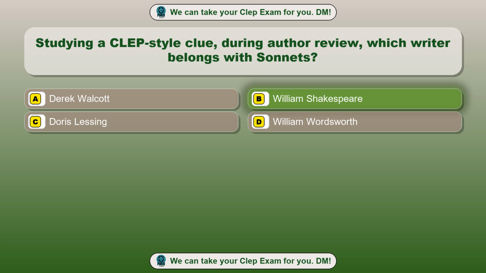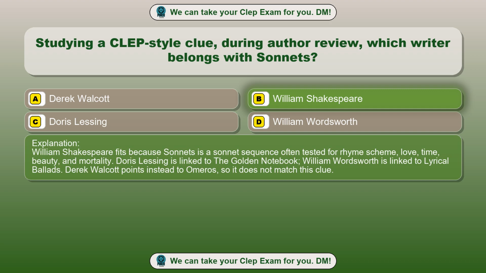William Shakespeare. William Shakespeare fits because Sonnets is a sonnet sequence often tested for rhyme scheme, love, time, beauty, and mortality. Doris Lessing is linked to The Golden Notebook, William Wordsworth is linked to Lyrical Ballads. Derek Walcott points instead to Omeros, so it does not match this clue.